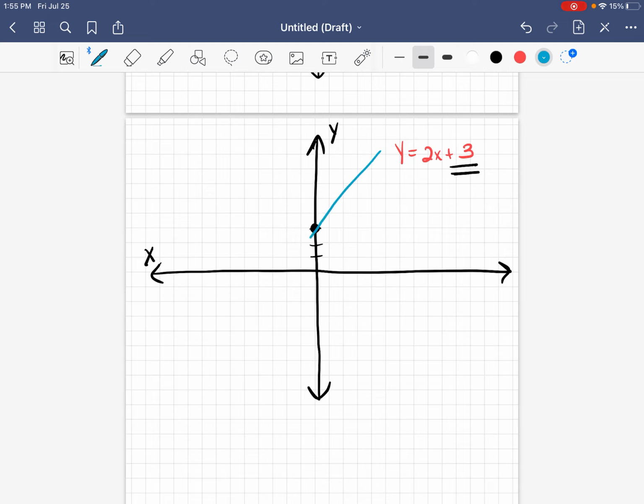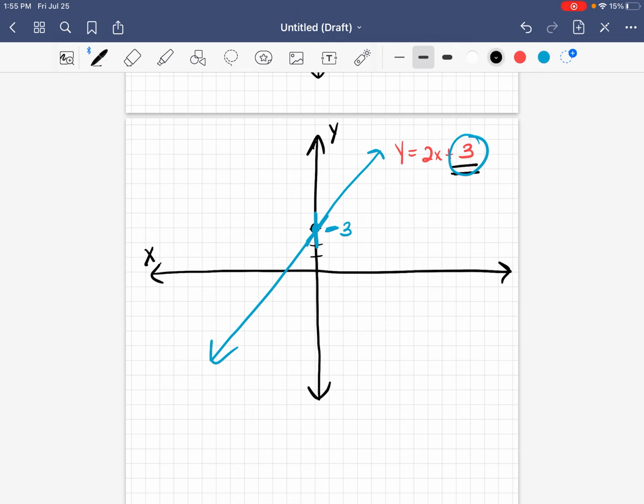So my line can look like this. And that is at number 3. This is where the two points meet. The y-axis and my line, it meets at the number 3. So that's what the y-intercept means.